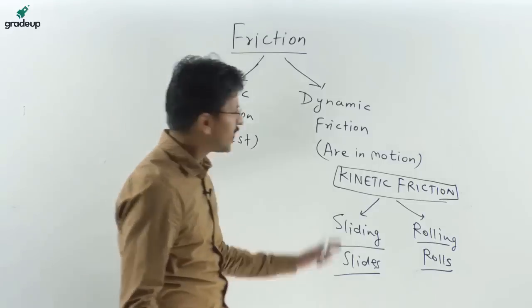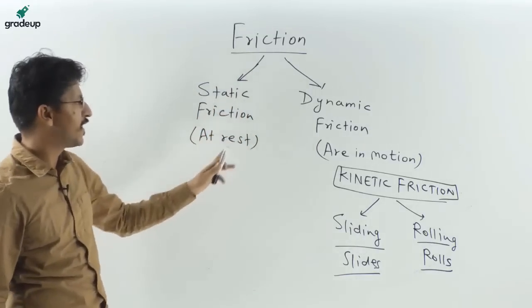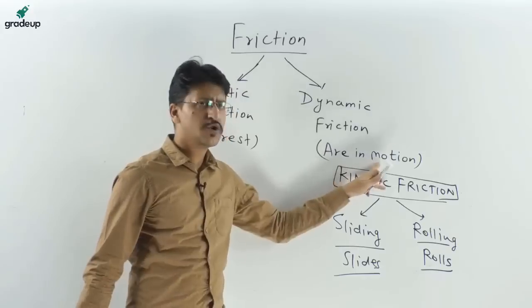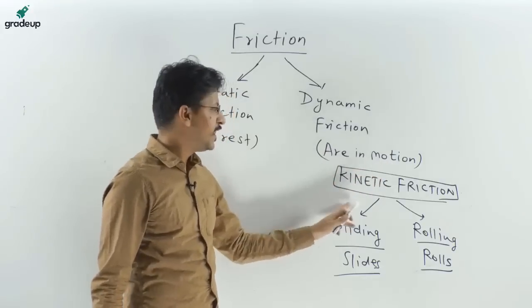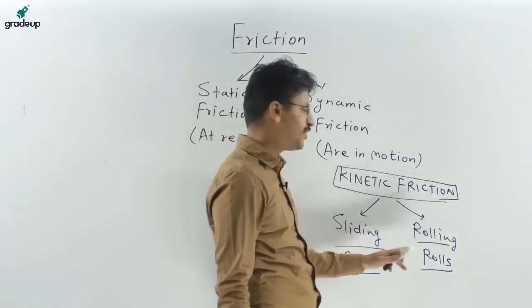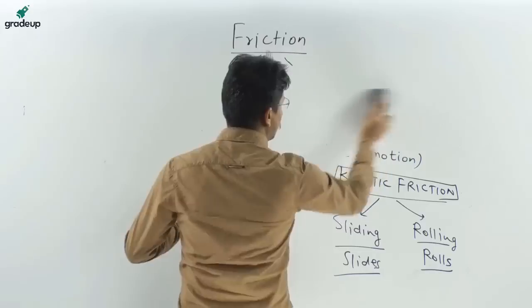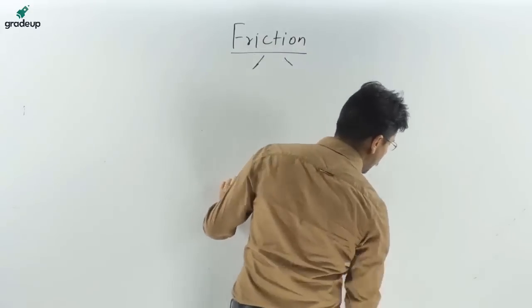So this is the broad classification of friction into two parts: static when the bodies are at rest, and dynamic, also known as kinetic friction, when the bodies are in motion. It has two parts: sliding friction when the bodies slide over each other, and rolling friction when the bodies roll over each other. Okay, so now let us see further into this friction.